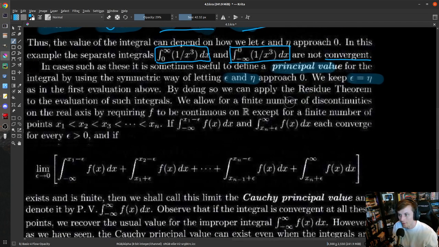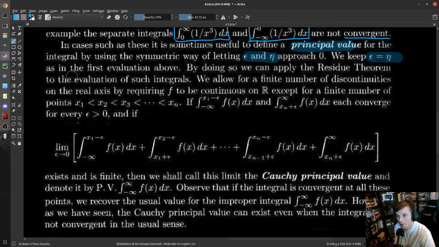Okay, so now this will let us use the residue theorem, and this is exactly like what we did before, where we had to go like, hey, we need to be able to use the symmetric form of the integral, and then we can do this trick involving the residue theorem.